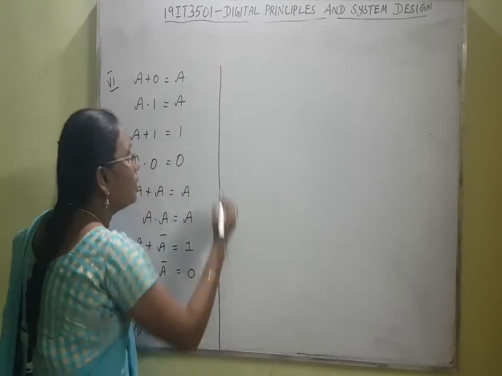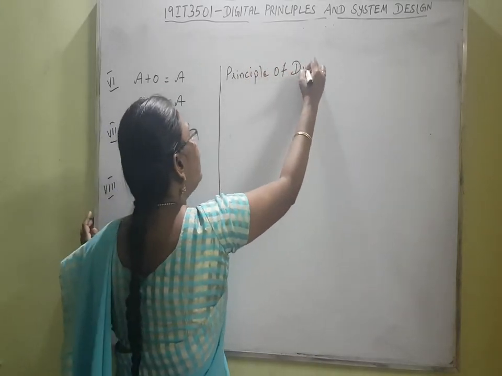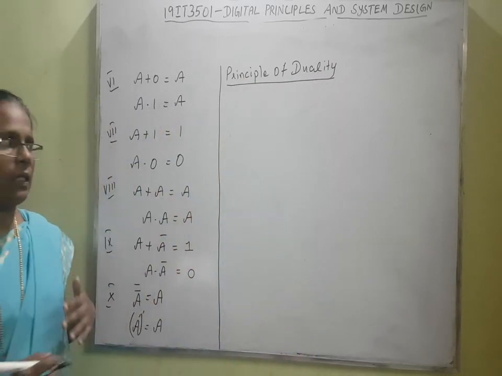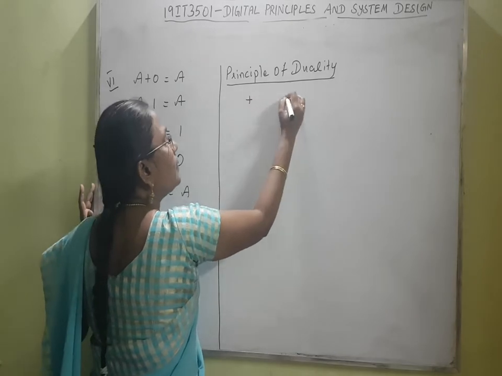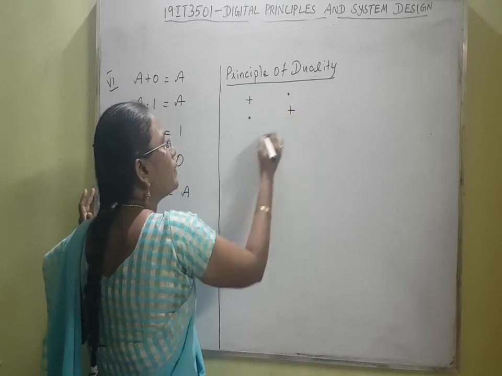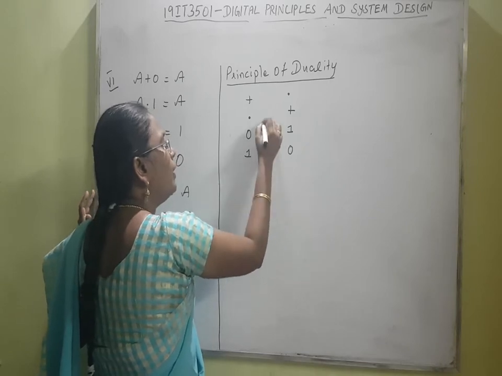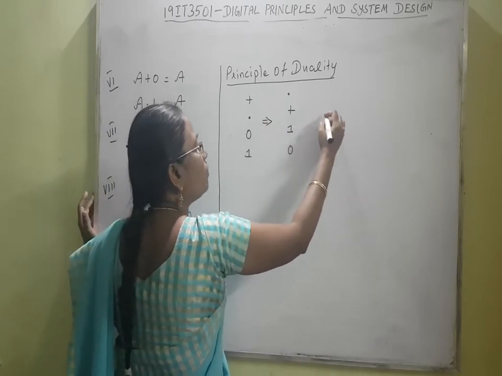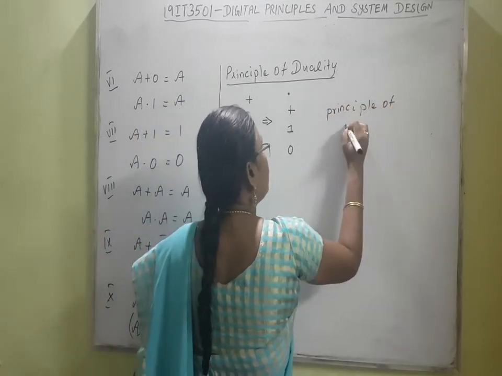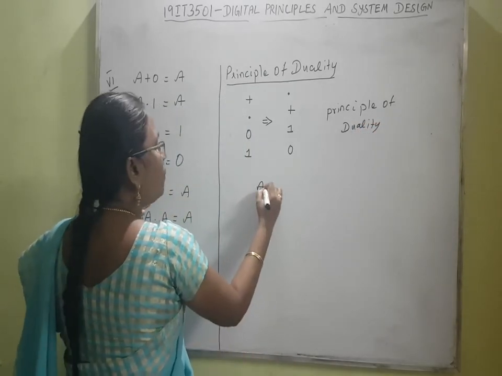Now there is another law called the principle of duality. Knowingly or unknowingly, we have seen it in all the previous laws. That is, if a plus is replaced by a dot and a dot is replaced by a plus, a 0 is replaced by a 1 and a 1 is replaced by a 0. If this replacement takes place, then it is called the principle of duality.